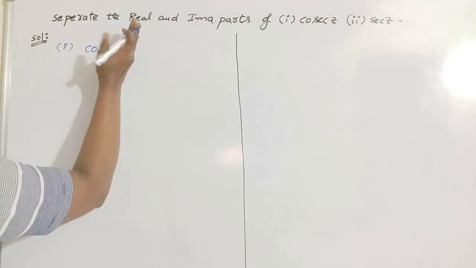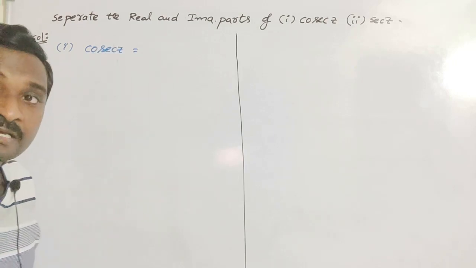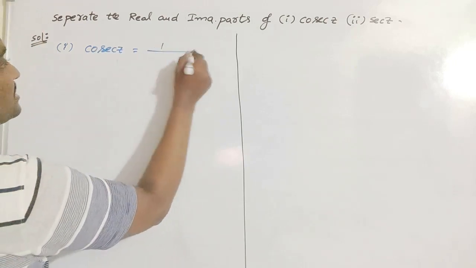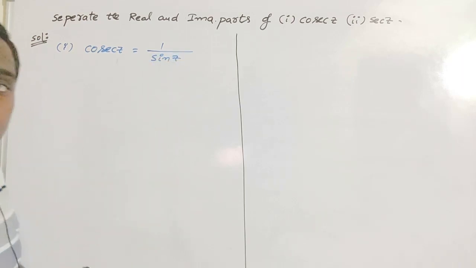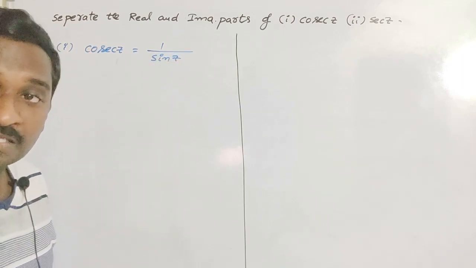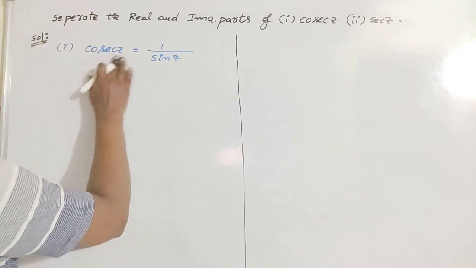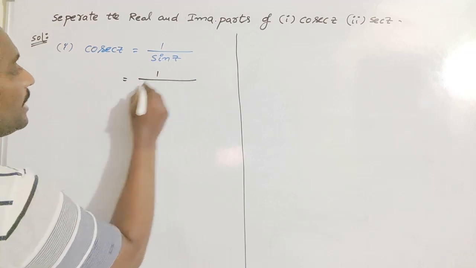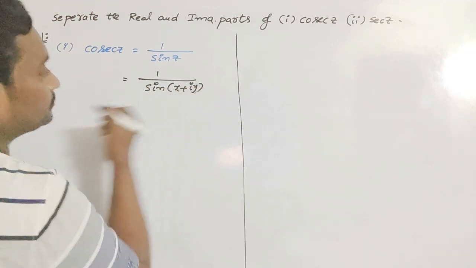Cosecant z is equal to, already you know that this is the reciprocal of sin z. So I will write this as 1 by sin z. And whenever you have z, we should replace it by x plus iy. Otherwise, we can't get the real part and imaginary part in this complex variable function. So 1 by sin of x plus iy.